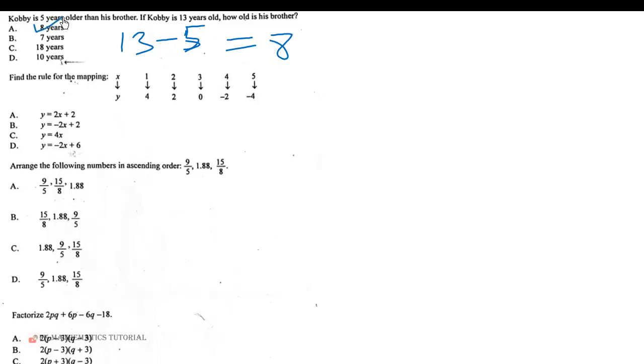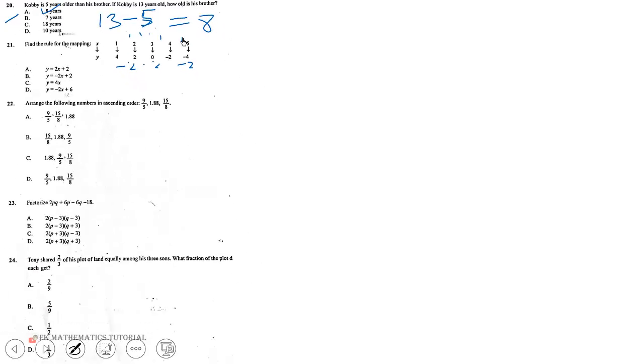Find the rule for the mapping. So the rule for the mapping, you see the constant difference here is negative 2, negative 2, negative 2. So the rule for the mapping is given by y is equal to the constant difference, which is negative 2x, then plus a constant c.